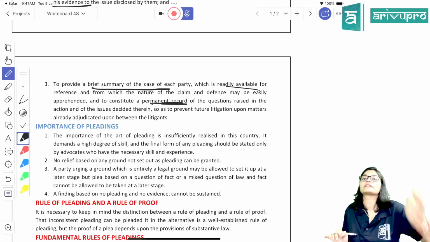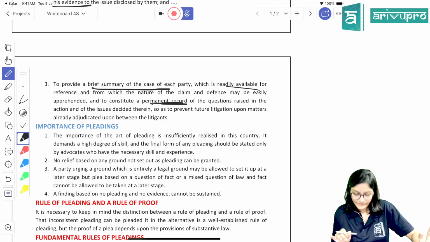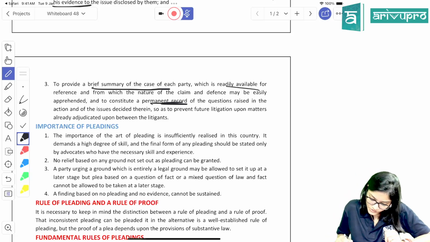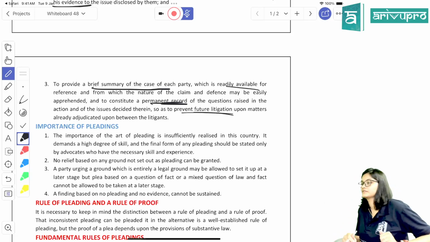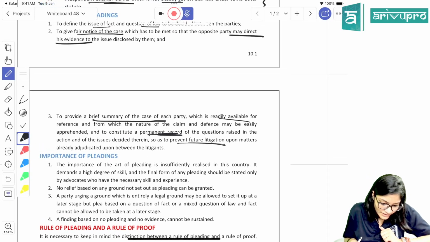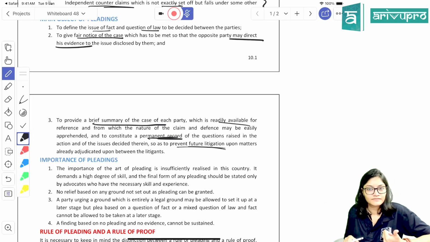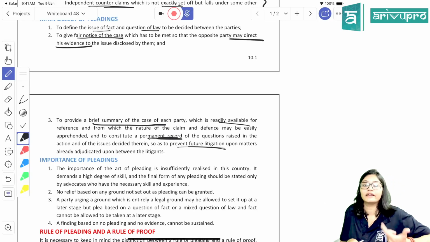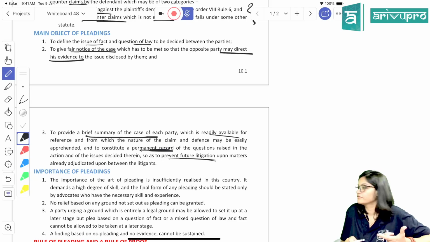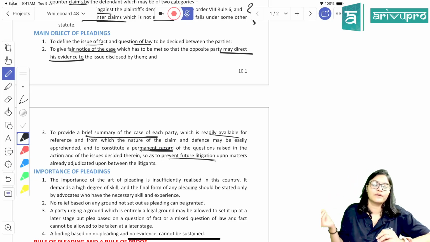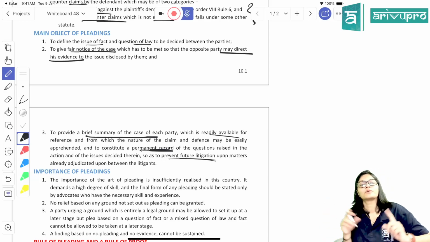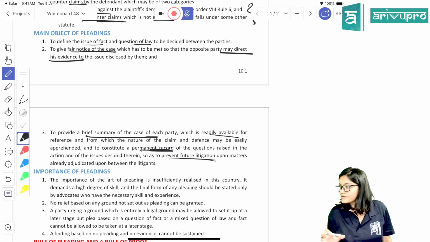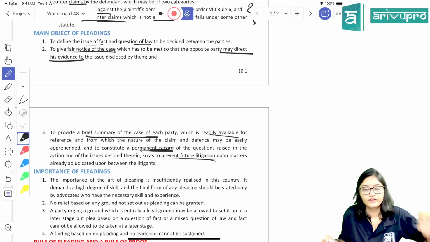That what was the matter raised, later on you will not be able to deny. So as to prevent future litigation upon matters already adjudicated upon between the litigants. So what is the main objective? It will define the issue of facts, right? To define what are the facts, what are the matters, and what are the questions of law. To give fair notice of the case to the opposite party also, so that the opposite party can direct his evidence. Plus, it will provide a brief summary of the case, readily available for reference also.